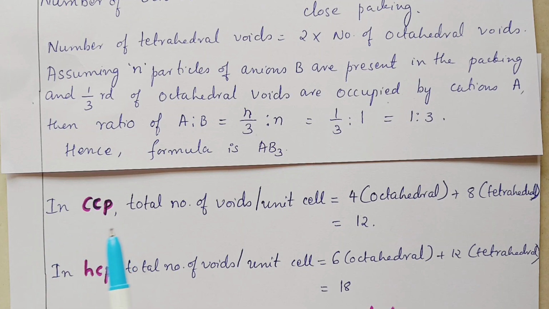In cubic close packing, total number of voids per unit cell would be equal to 4 octahedral plus 8 tetrahedral, that is 12.